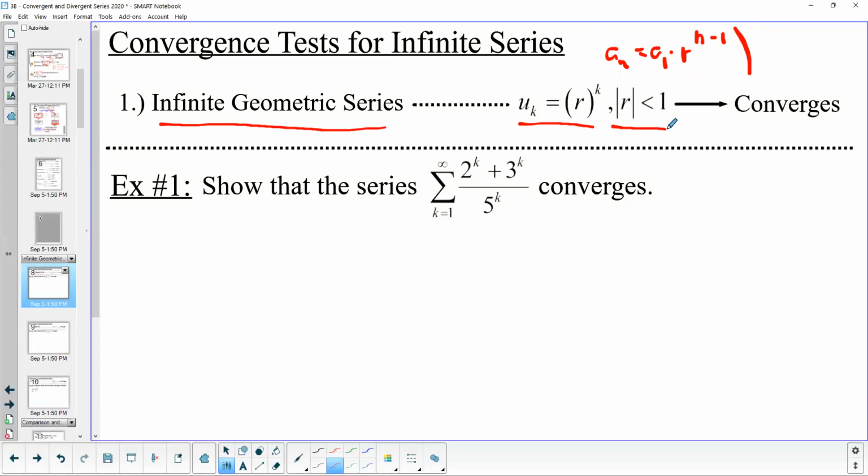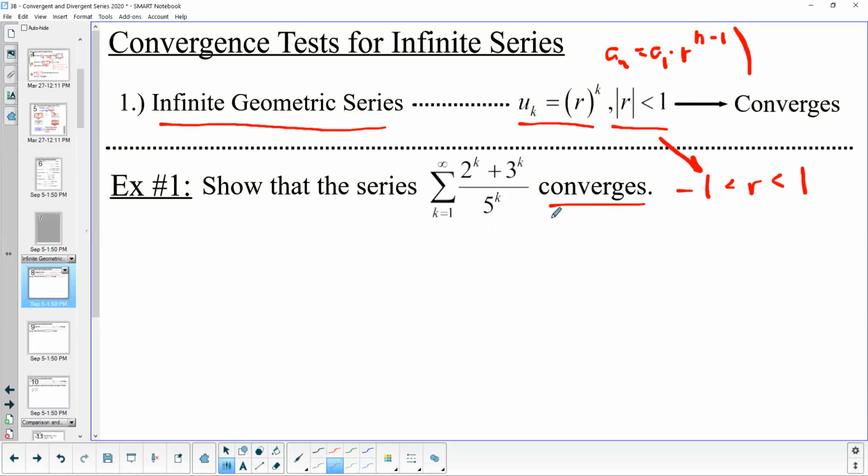So we said that that series converges if the absolute value of r is less than 1, or the other way that we wrote that was if the value of r is between 1 and negative 1. And so our first example here is show that the series, the sum from k equals 1 to infinity of 2 to the k plus 3 to the k over 5 to the k converges.